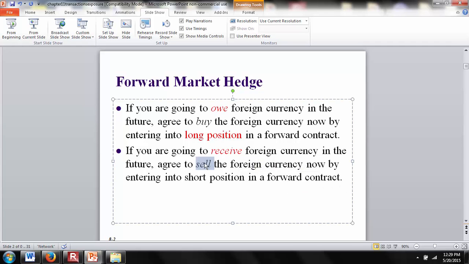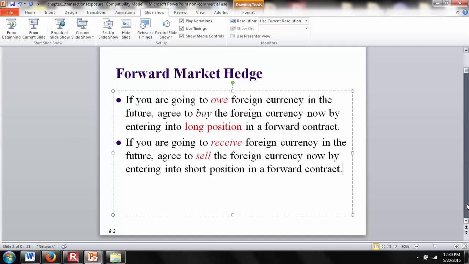On the other hand, if you are receiving money from abroad, so let's say you are an Apple or a Microsoft, you have a lot of foreign currency transactions and you are receiving foreign currency from different countries. Your objective is to convert it into US dollars. And how can you do that? You can agree to sell the foreign currency now by entering into a short position in a forward contract. So basically you are selling the forward contracts, or you have a short position in a forward contract.